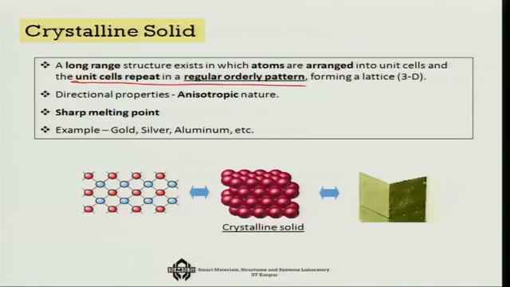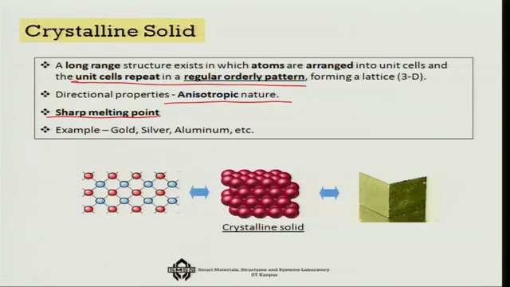Now, the formal definition. How do we call a crystalline solid crystalline? If you get a long range structure so that the atoms are arranged into unit cells, and the unit cells repeat in a regular orderly pattern forming a 3-dimensional lattice, then it will be a crystalline solid. And naturally, if they get arranged in a regular pattern, then they will have directional properties, like it will be anisotropic in nature. Also, you will see that such systems will have a sharp melting point, and there are many examples of it. For example, gold, silver, aluminum, many of the metals.